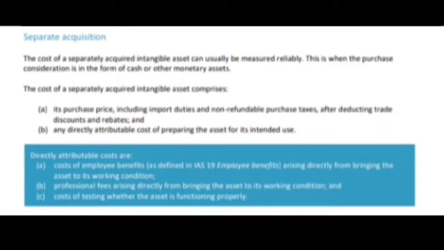Then professional fees arising directly from bringing the asset to its working condition. So we have studied in the previous lectures as well that professional fees shall be added to the cost of the asset, because without the support of a professional you cannot operate your asset. Then the cost of testing whether the asset is functioning properly or not. So test run cost shall also be part of the cost of the asset, because without a test run you cannot operate the asset properly.